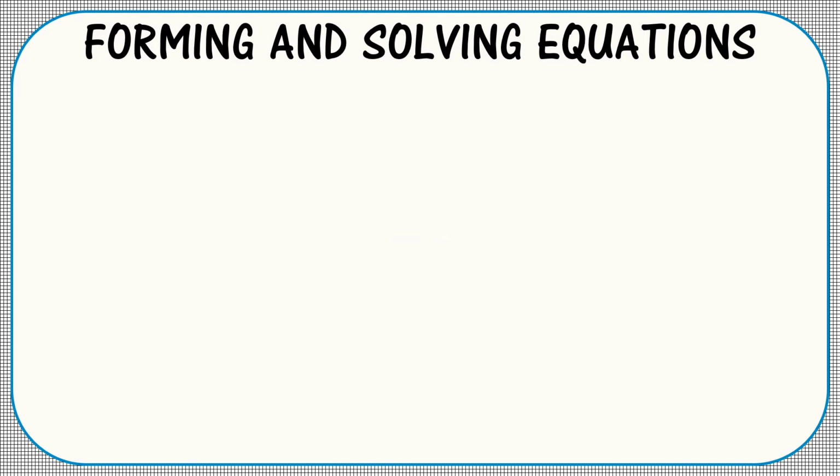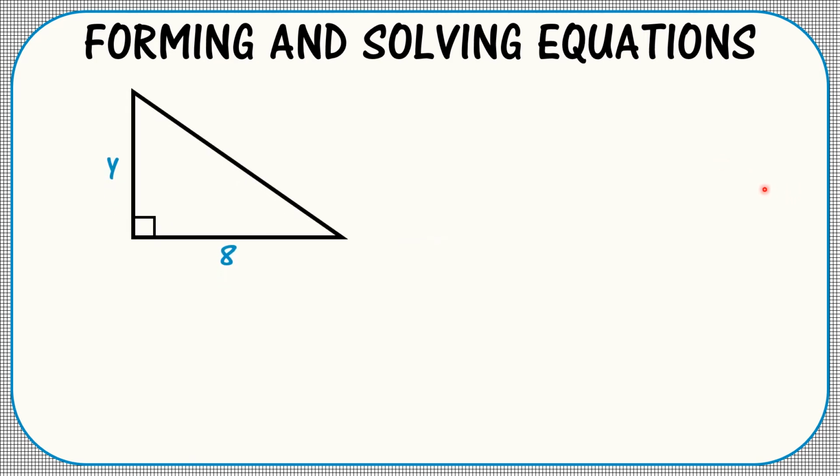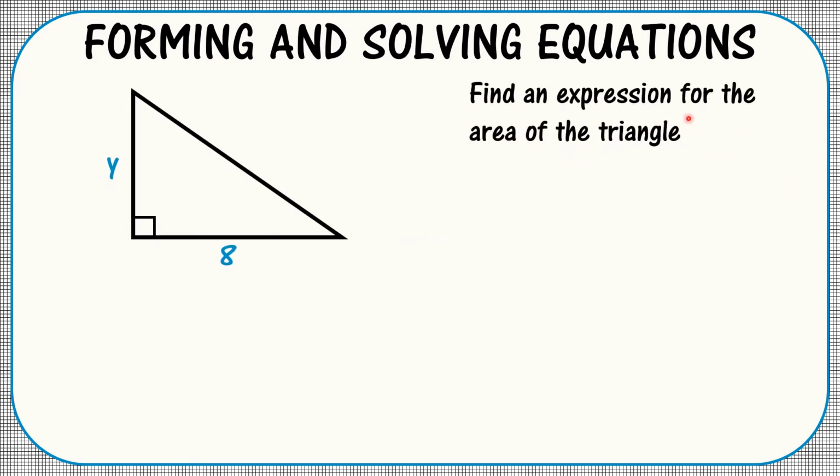Here is another example for us to go through. We are trying to find an expression for the area of the triangle. What you should know about the area of a triangle, it is base times height divided by 2. So it's 8 times y divided by 2. 8 times y is obviously 8y divided by 2. And what you can do, you can simplify. 8y divided by 2 gives us 4y.